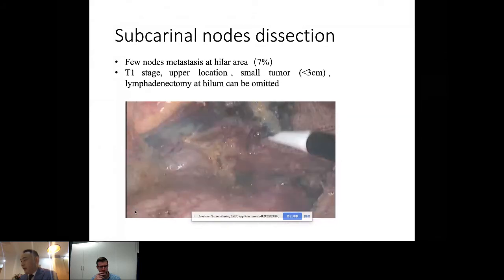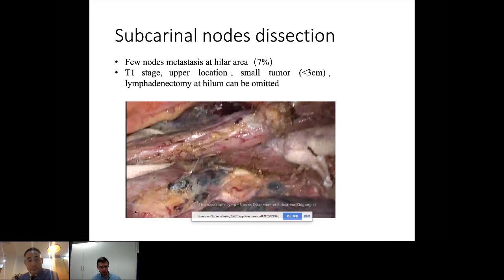For upper esophageal cancer, T1 lesions, and lesions less than 3 centimeters, according to our previous study, there's almost no metastasis, so we can avoid lymph node dissection for the subcarinal area. Not only the hilum, but also subcarinal.